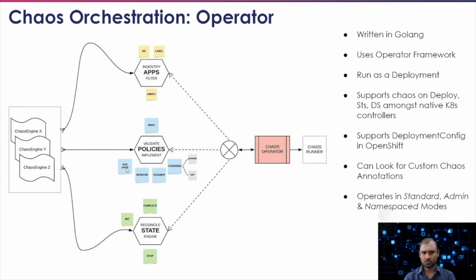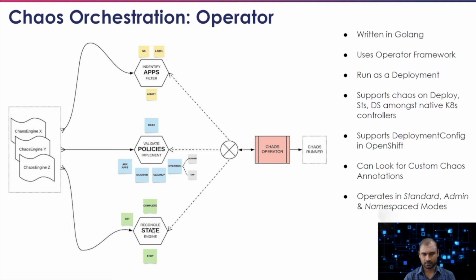So this auxiliary application info is passed down along with the other details to the chaos runner, and the experiment executes in such a way that it not only validates your primary application but also the auxiliary applications. And the runner is also aware of the override policies for the experiment, etc. So the second major function the operator performs is to validate and implement certain policies that you might have defined in the chaos engine.